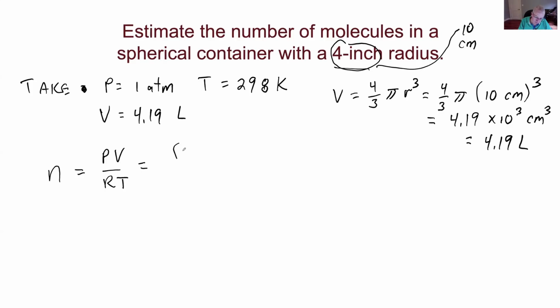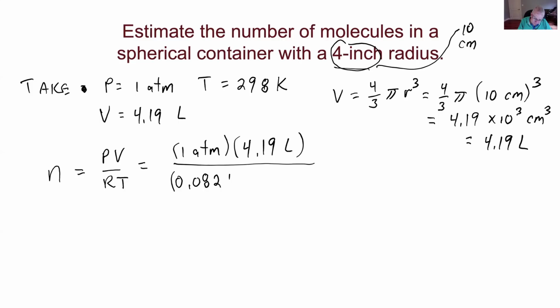Then my pressure, I said, is 1 atmosphere. My volume is that 4.19 liters I just came up with. R, I'm in liters and atmospheres, so I'm going to do 0.082. And my calculation probably has some other digits after that, because I'm like that. Liters and atmospheres, notice I almost wrote the units down wrong, over moles and Kelvin. My temperature is 298 Kelvin.